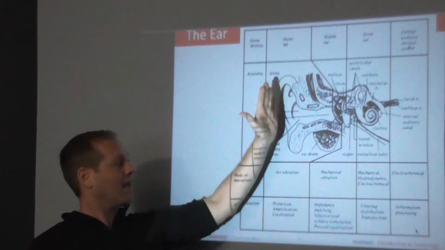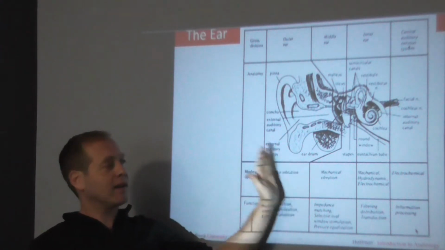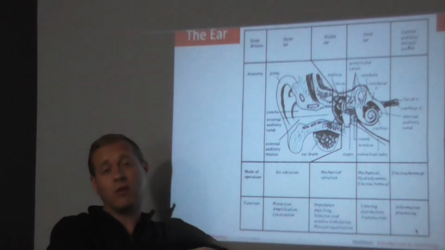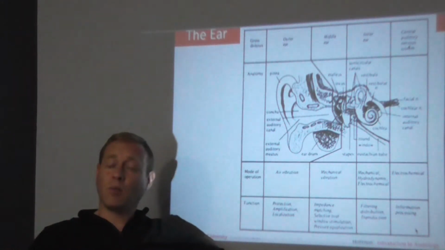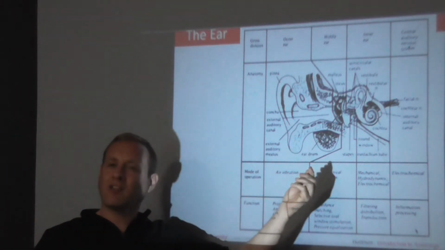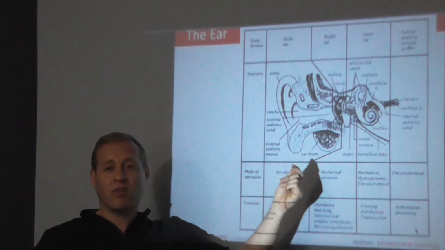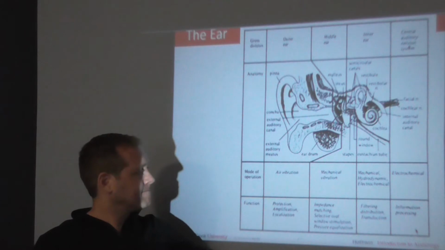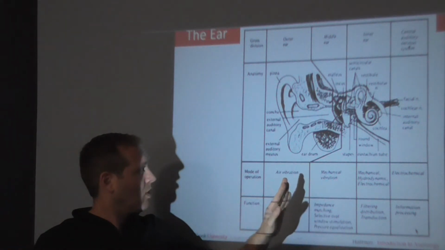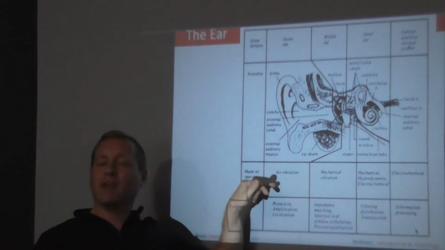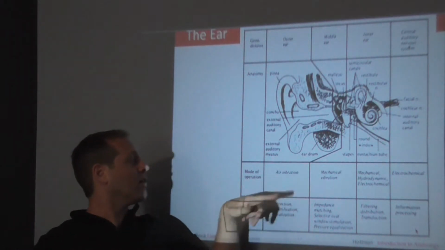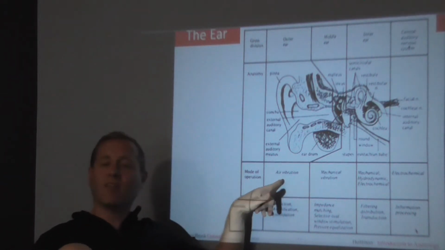How we go from the outer ear to the brain, and how we transmit sound that comes from sound waves to electrical energy that the eighth nerve takes up to the brain. Okay? Let's look at the mode of operation to do that. The mode of operation of the outer ear you'll see listed as air vibration.